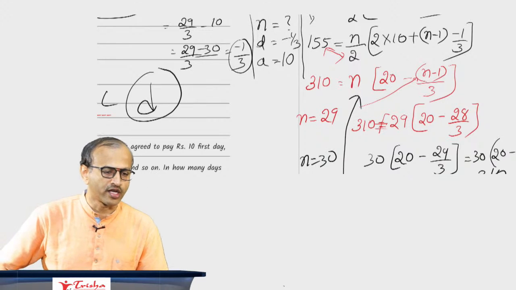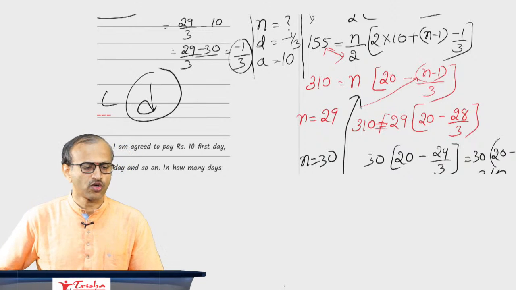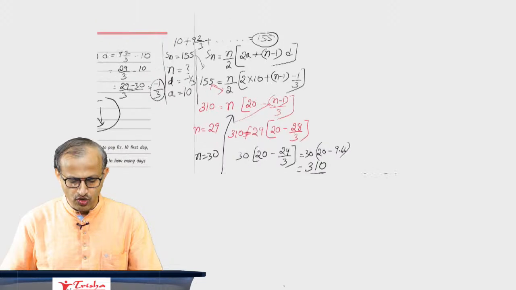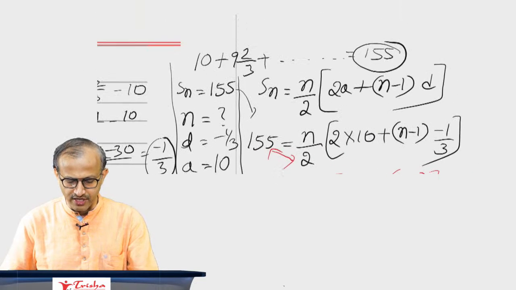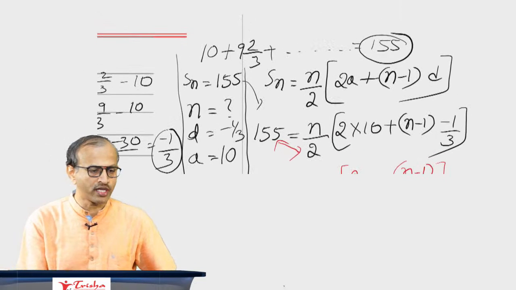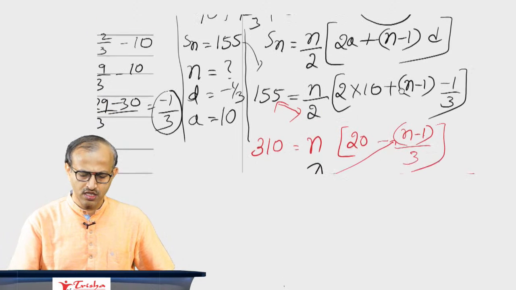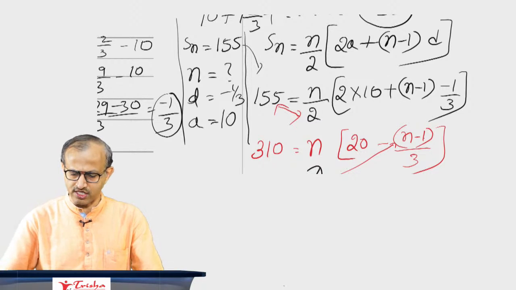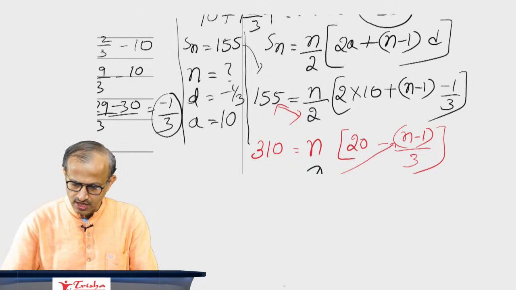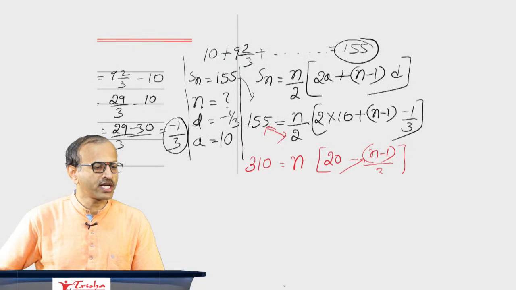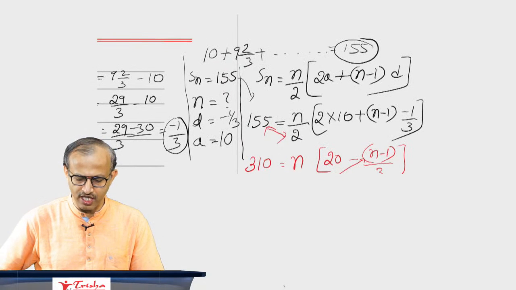I hope all of you are clear with this. Prajwal wants me to repeat it, since you did not understand. I will start slowly from here. This is the question: how many terms of the series will make the total 155?